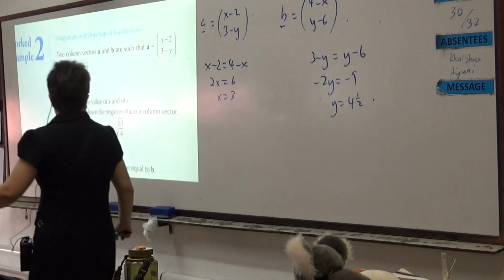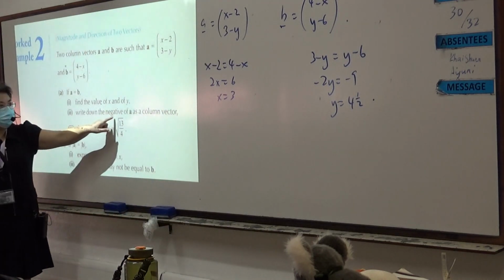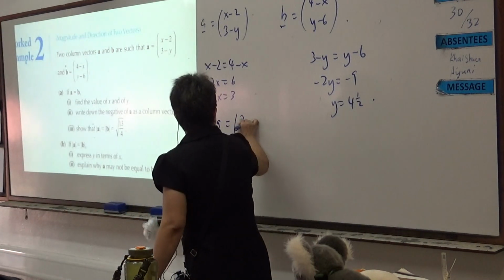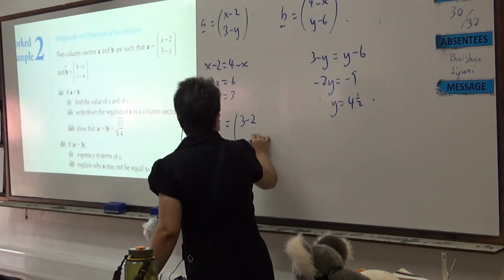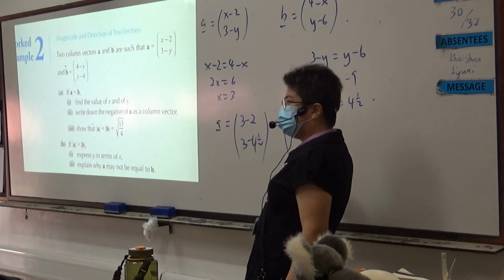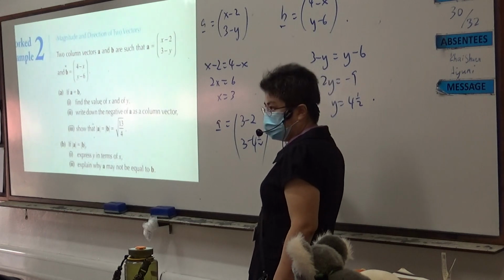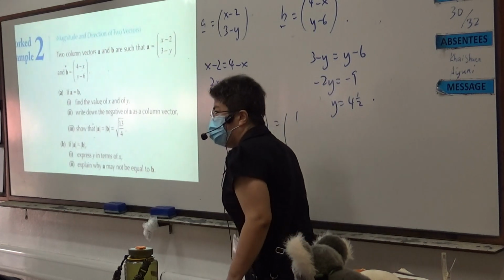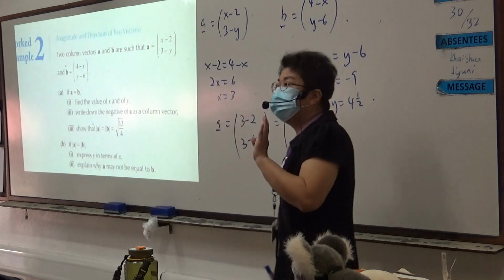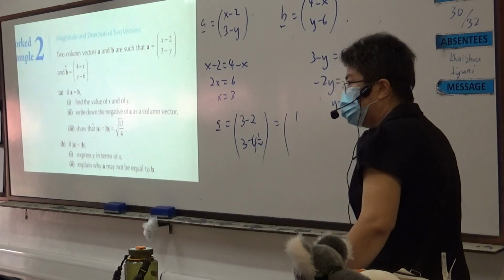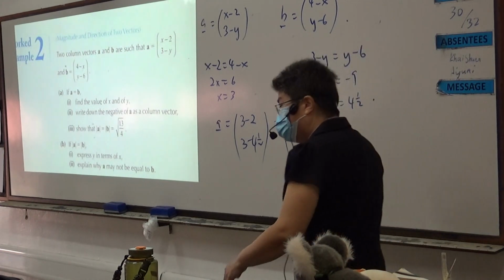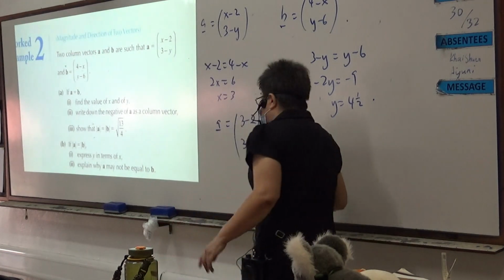Correct? Okay, next one. Write down the negative of A as a column vector. So of course, we have to go and find out A first. A is (3 minus 2, 3 minus 4.5). Am I right? So what does it give me? 3 minus 2 is 1, right? 3 minus 4.5 is what? What's 3 minus 4.5? You must know. Negative 1.5. Very good.